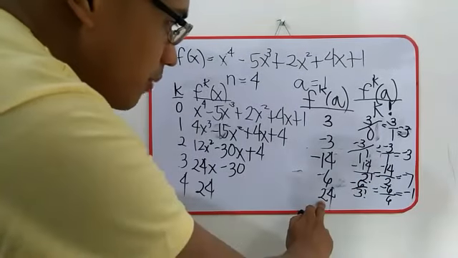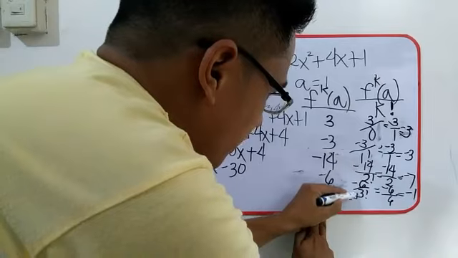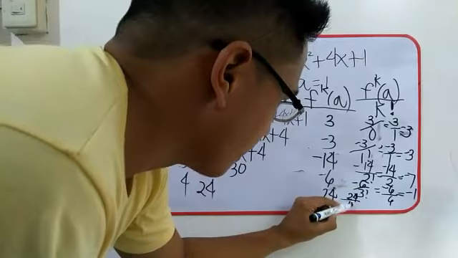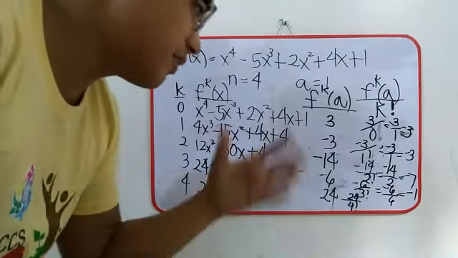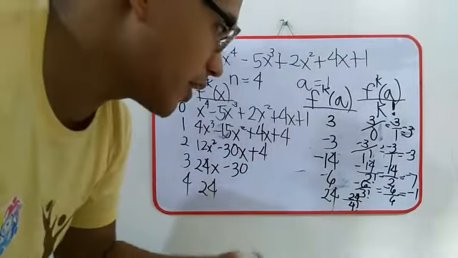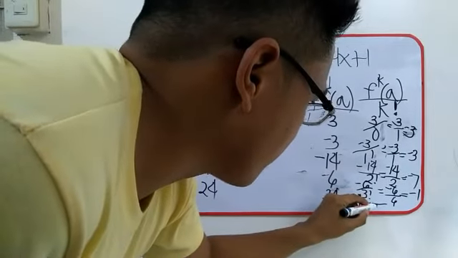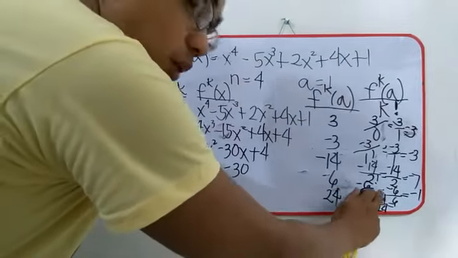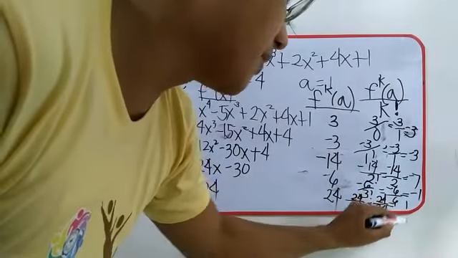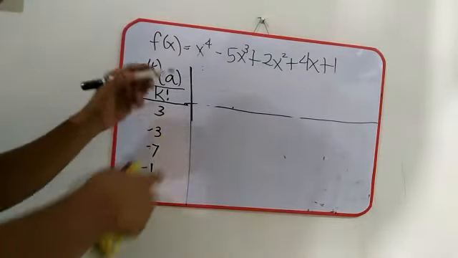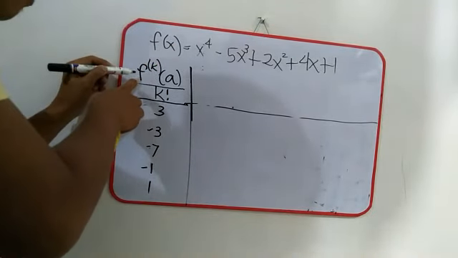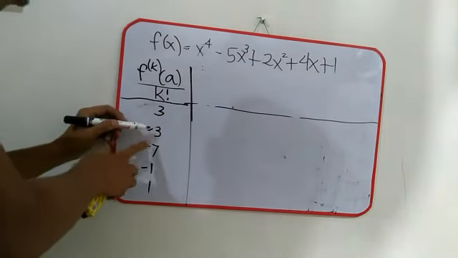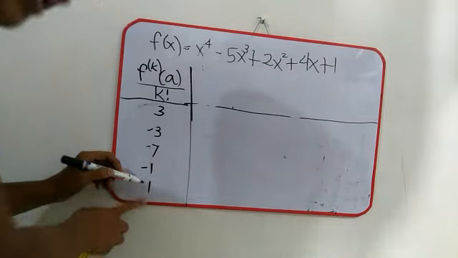Okay? So the numerator will be 24 all over the value of k is equal to 4. So we have 4 factorial. And 4 factorial is simply 4 times 3 times 2 times 1, which is equal to 24. We just need to copy the numerator, and we divide 24 by 24. That is equal to positive 1. Okay, we have just copied the answer from the fourth column, f raised to k of a all over k factorial. The answers are 3, negative 3, negative 7, negative 1, and positive 1.